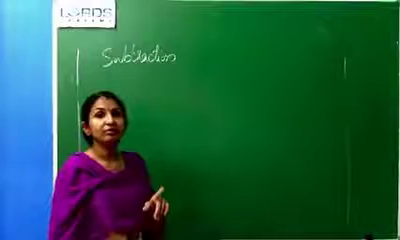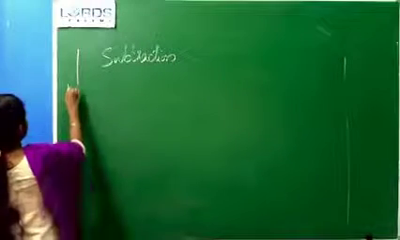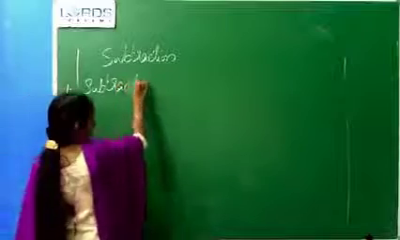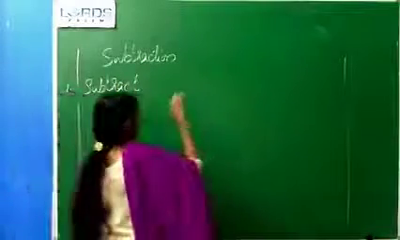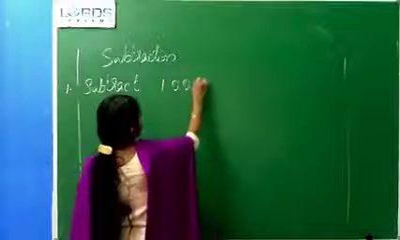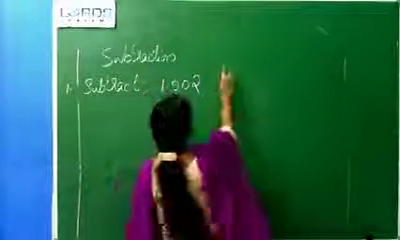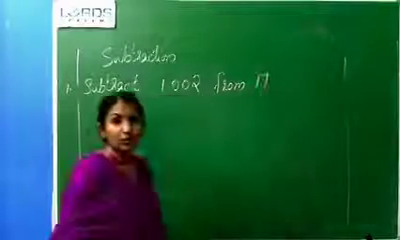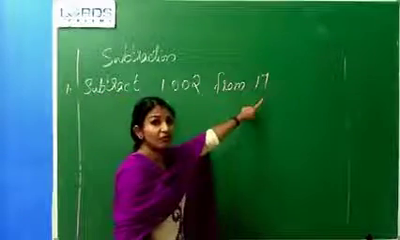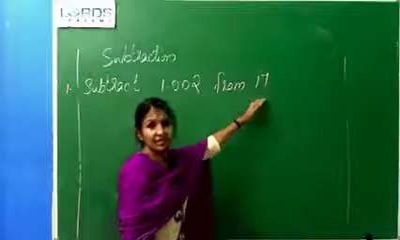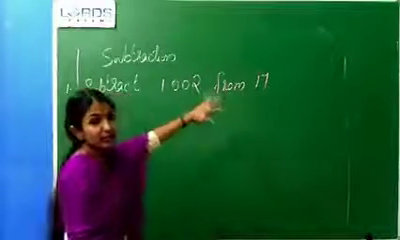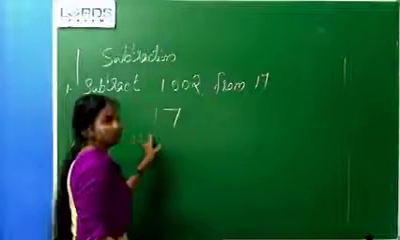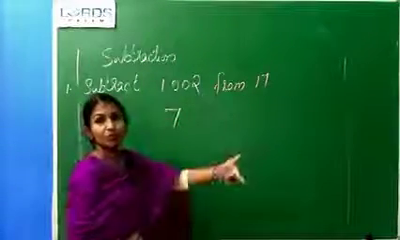In the subtraction, first one, subtract 1.002 from 17, which is a number. From which number we are subtracting? From 17 we are subtracting. So first we should write 17. So we wrote 17 first, because from this 17 we are subtracting.